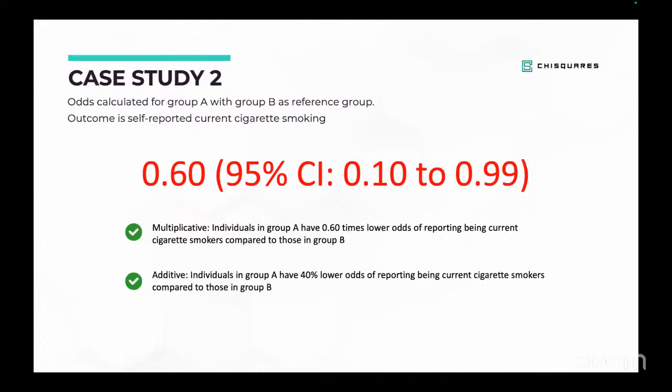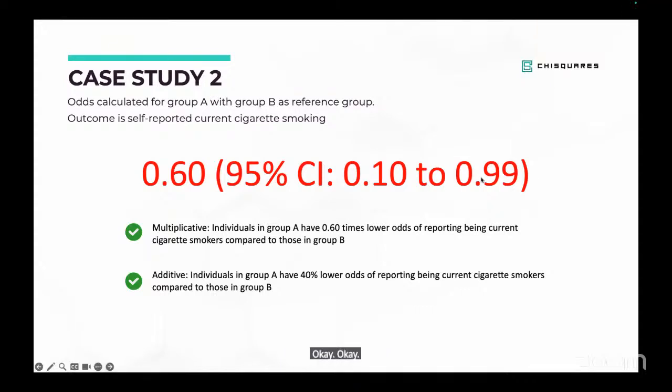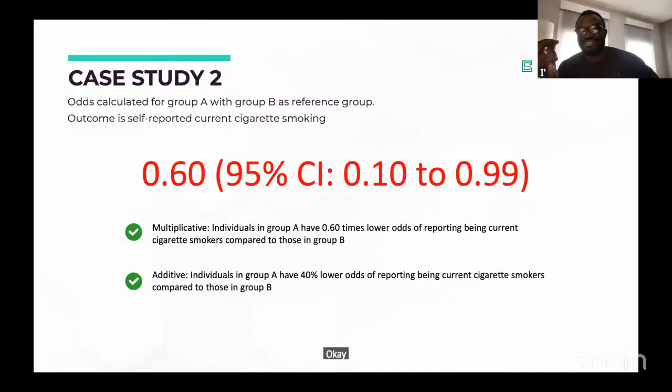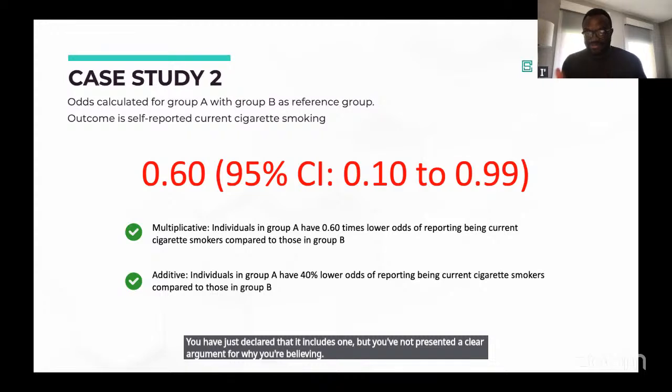We have 0.10 here. So okay. 0.9, yes. Okay. So in this case, I will say it is not significant because it includes one. Okay. You have not answered. You have not made a case for why you believe it includes one. You have just declared that it includes one, but you've not presented a clear argument for why you believe it.